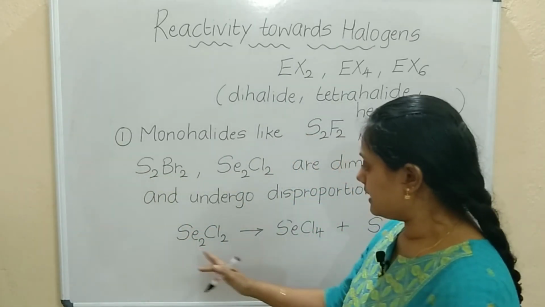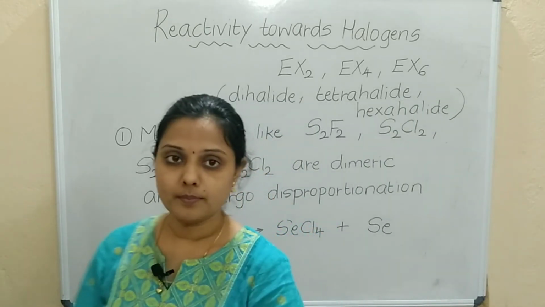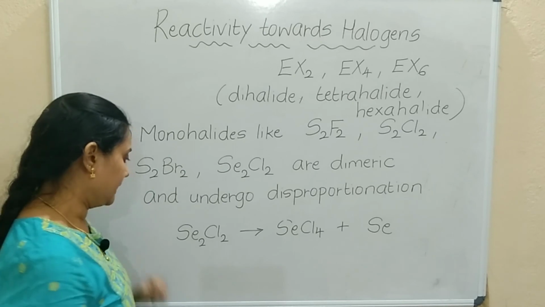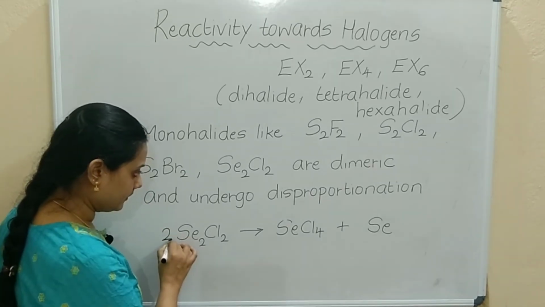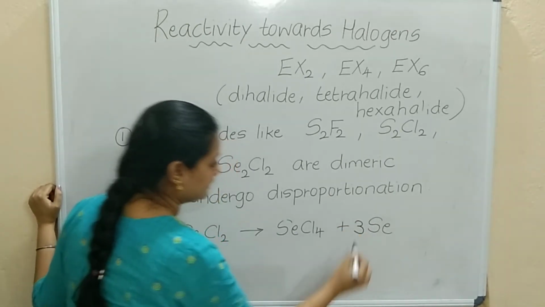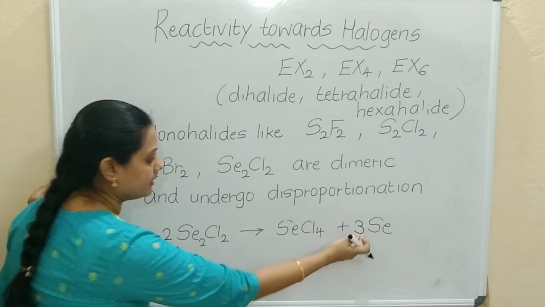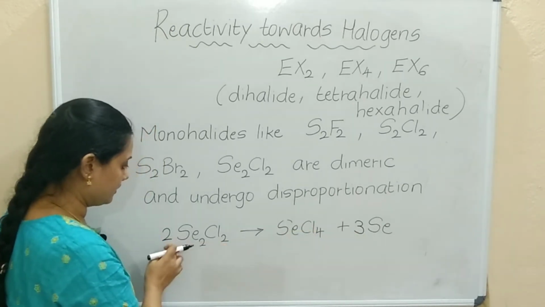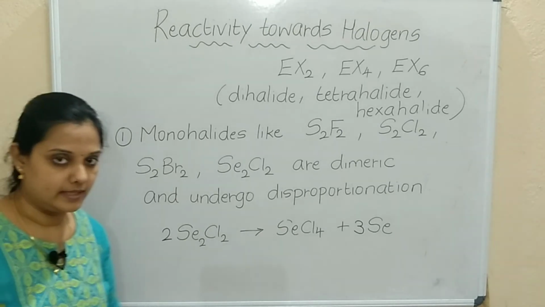So, check here the reaction Se2Cl2, it gives SeCl4 plus Se. So, just balance the equation. I will write here 2, okay, and I will write here 3. Correct? 2 2s are 4 Se, 3 plus 1, 4 Se, 2 2s are 4 Cl, 4 Cl. So, the equation is balanced.